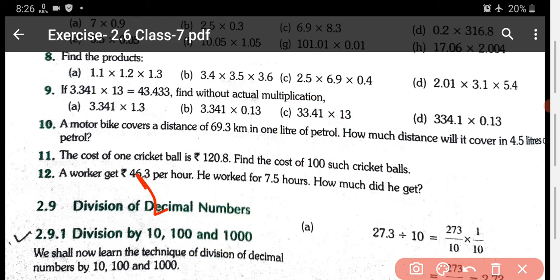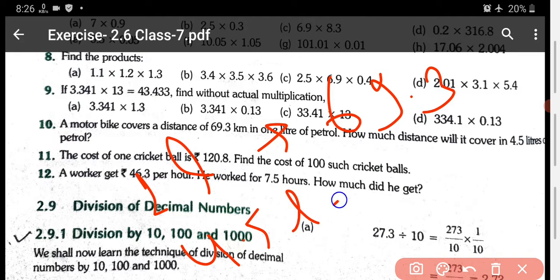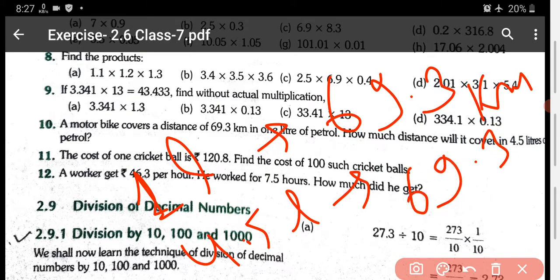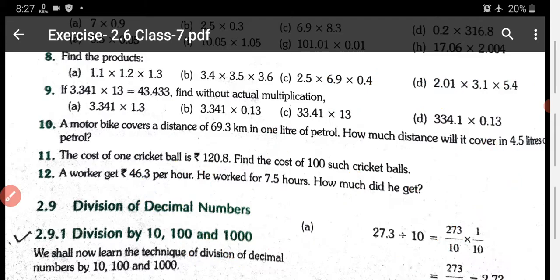Now just see, in 1 liter it can travel 69.3 km. So in 4.5 liters of petrol it will travel more than or less than that? In 1 liter it travels 69.3 km, so in 4.5 liters it will travel more. So in more we always have to multiply. So you have to write 69.3 multiplied by 4.5. Okay, so you have to do multiplication here.